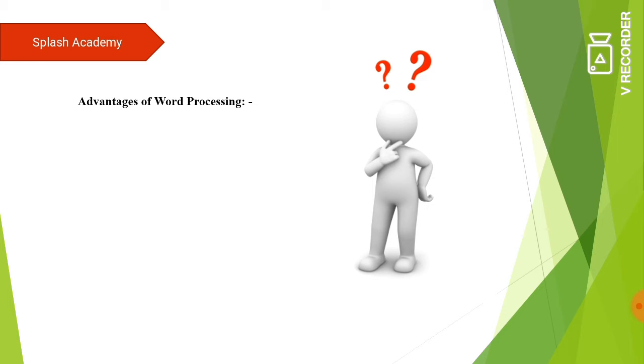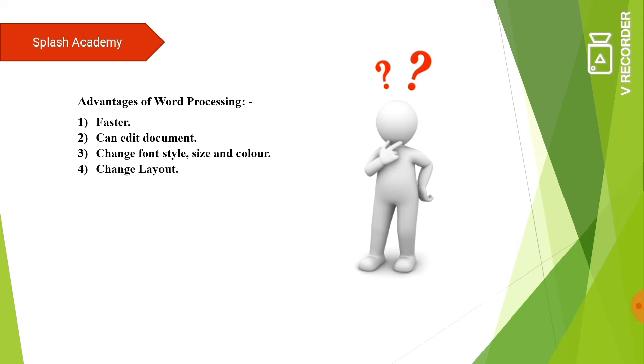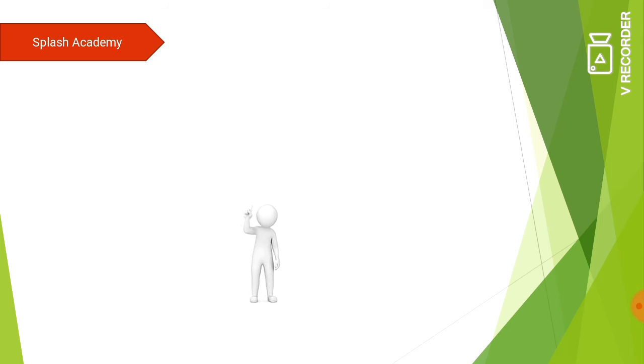So why do we choose word processing? What are the advantages of this? It is faster, it can edit documents, it can change font style, color, size, it can change layout, and it can print many copies. As it has so many advantages, nowadays we use word processing and it is most commonly used in almost every area.